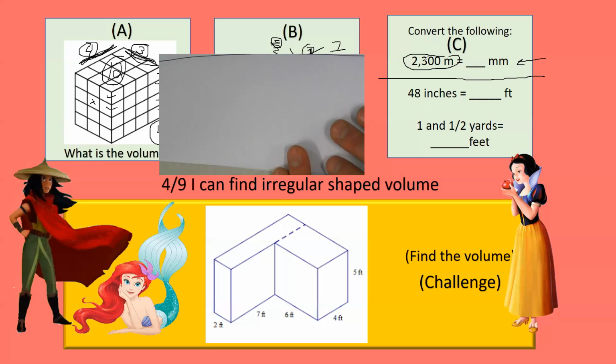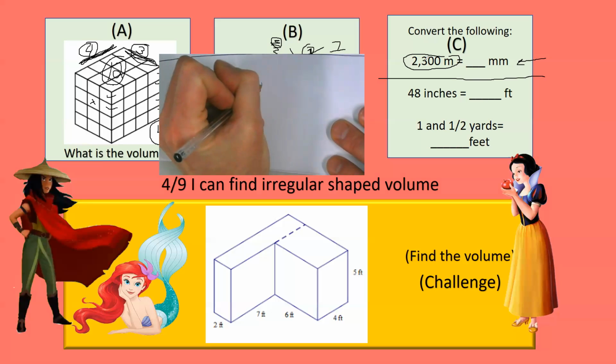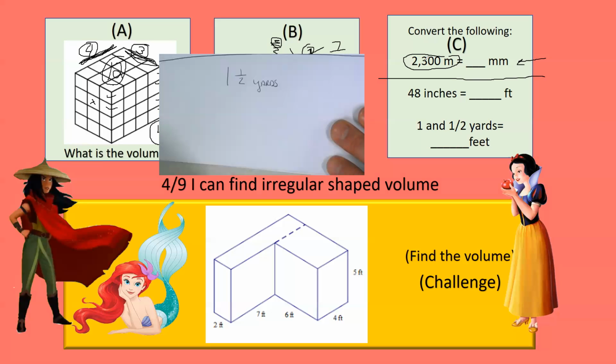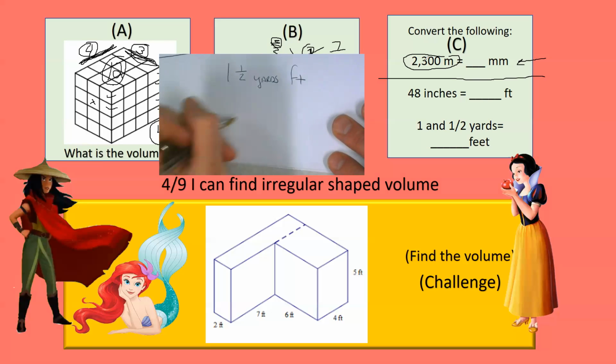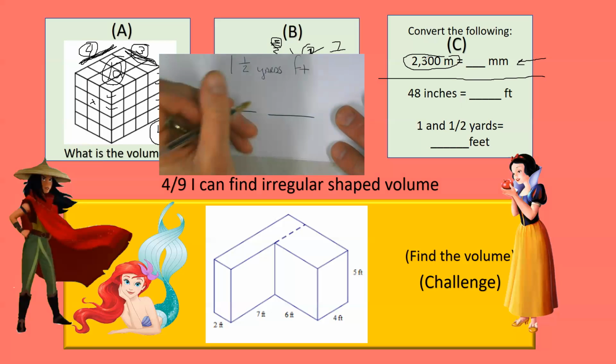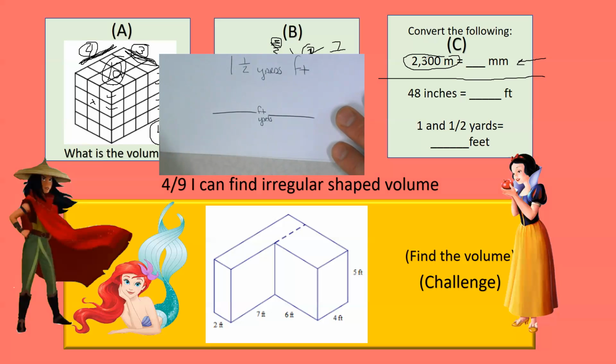And then you have 1.5 yards. And you are going to switch that into feet. Well, let's do our double blinker. We are going with feet and yards. And remember, it doesn't matter which one you put on top or bottom. It really doesn't.